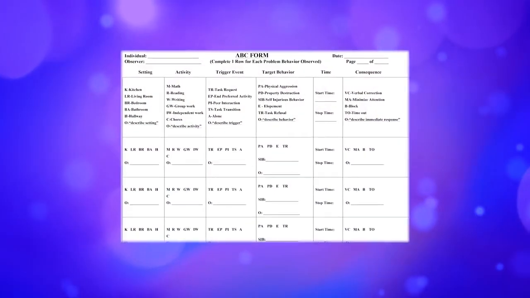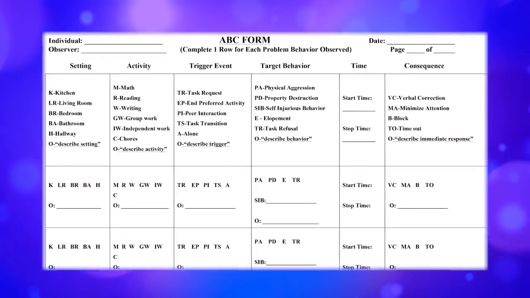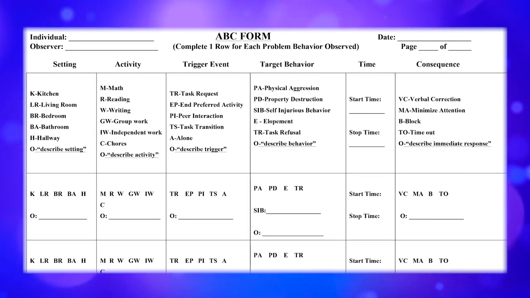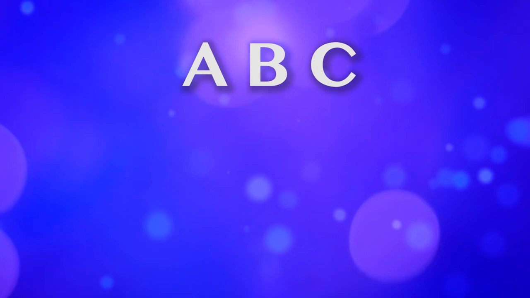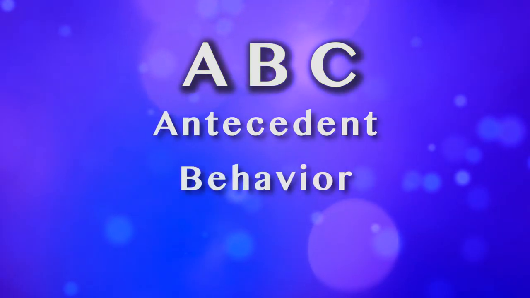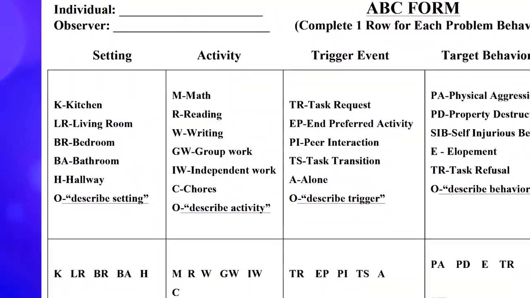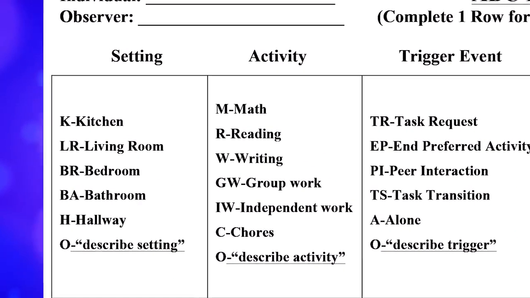Now, the document I would recommend that you use for tracking is called an ABC form. The document on your screen shows ABCs in different columns. Now, the term ABC stands for antecedent, behavior, and consequence. Now, those terms are important because the school officials will know that you need to know what you're talking about with that language.